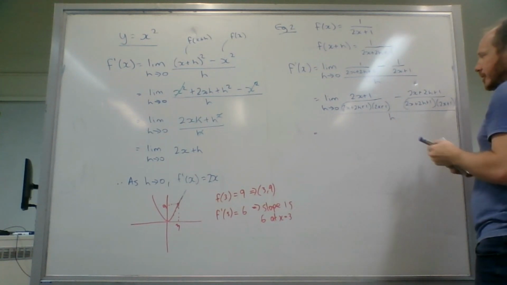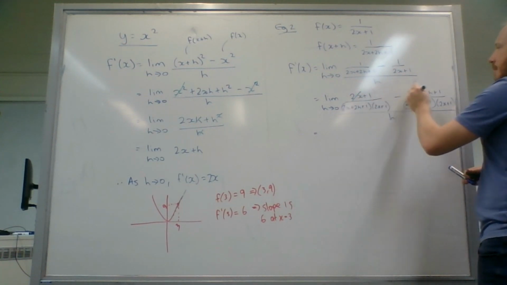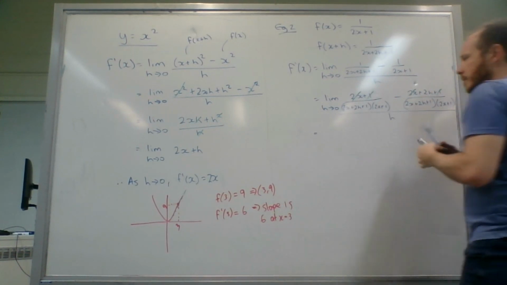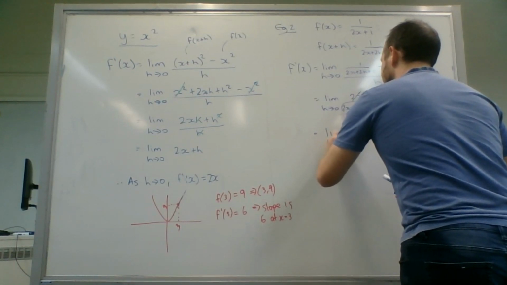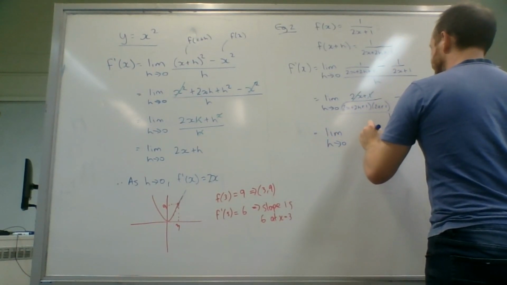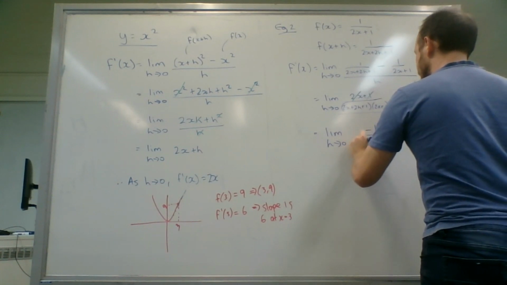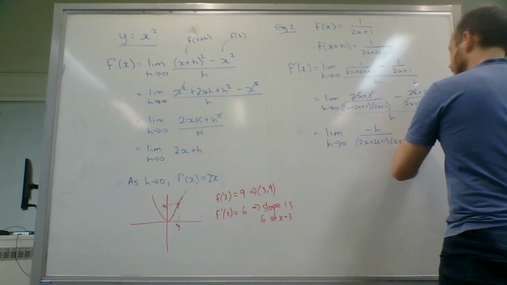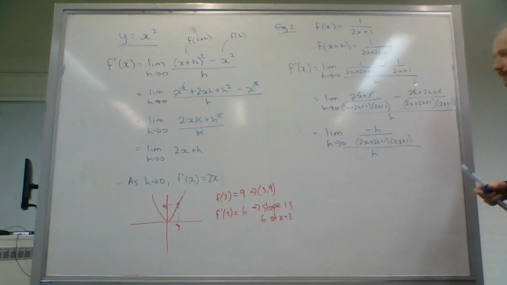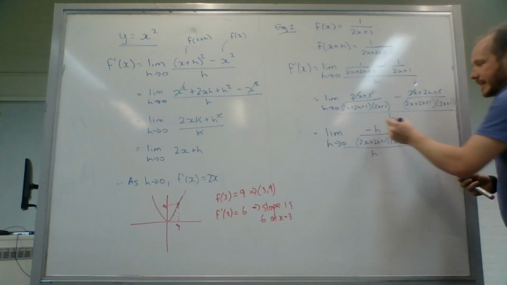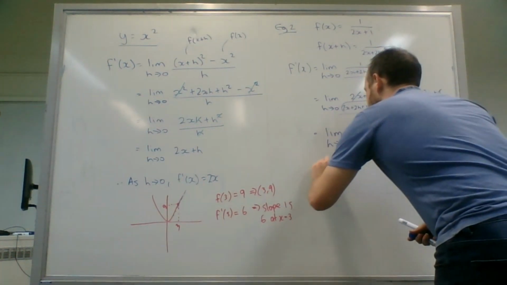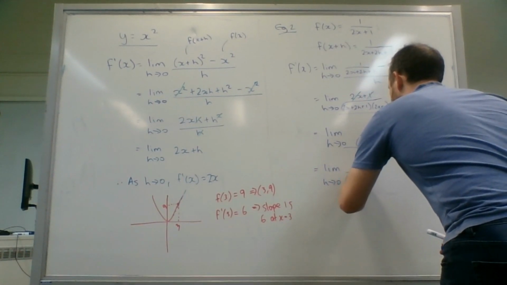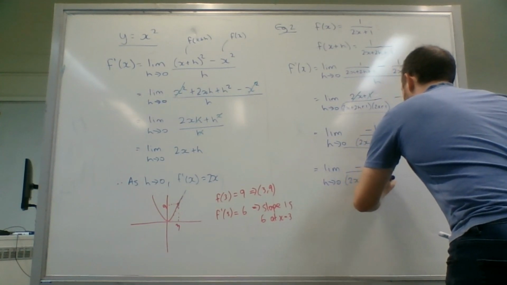And if we do that, you'll notice that we've got 2x minus 2x, cancels out, 1 minus 1, cancels out. And so what we're actually left with is a limit as h goes to 0 of minus h over (2x plus 2h plus 1)(2x plus 1), all over h. Okay. Now at this point, we can cancel out our factors of h, and we've got limit h goes to 0 of minus 1 over (2x plus 2h plus 1)(2x plus 1).